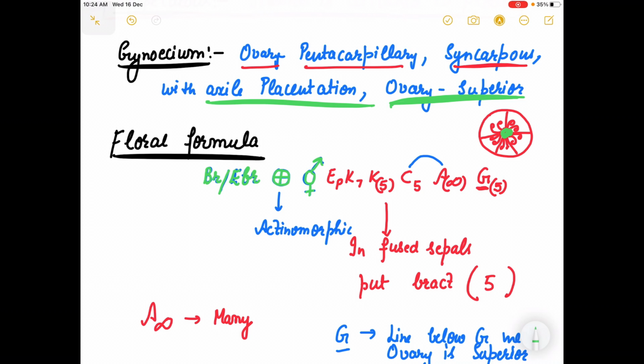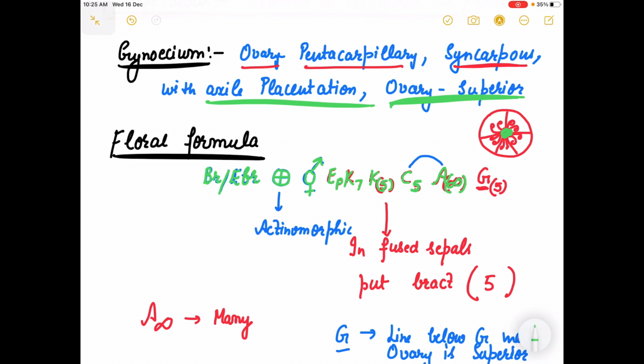Now we will talk about the whorls. Epicalyx, EPK. How many? 7. After this, calyx. Calyx is K and the number is 5 and it is fused. Corolla is again 5 but it is polypetalous. It is not fused. Androecium: many stamens are present and the number is not fixed, so we will write infinity and it is fused.